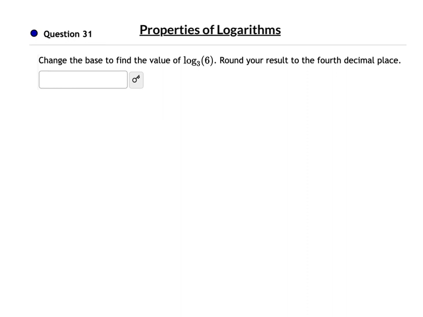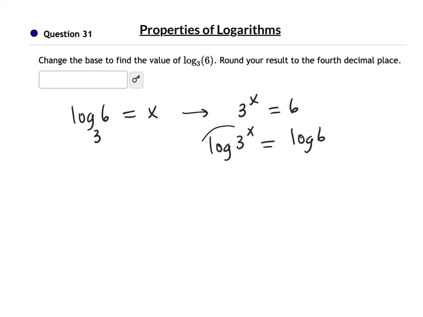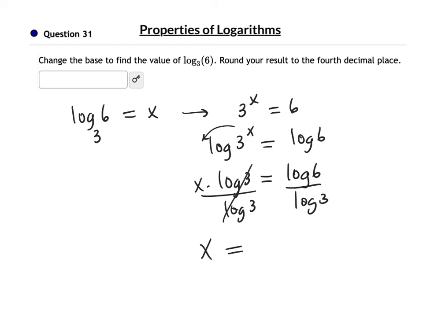One more example, and if you know the pattern, you can skip to it, but I'm going to again show you how it works. The log base 3 is 6. I don't know what that is. I'll call it x. I'm going to turn this into an exponential expression. 3 to the power of x equals 6. I'm going to take the log of both sides. The log of 3 to the power of x equals the log of 6. I'll bring the x down. X times the log of 3 is equal to the log of 6. And I'll divide both sides by the log of 3 and put that in the calculator.